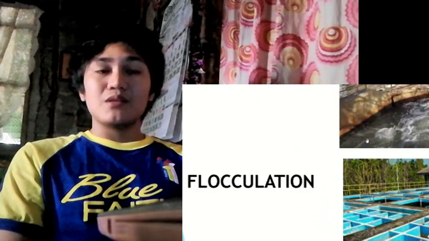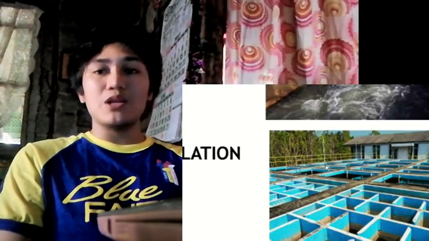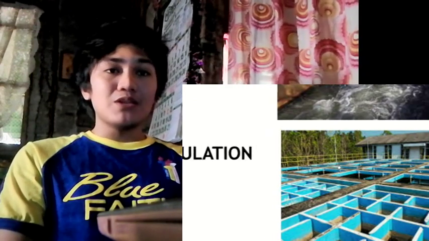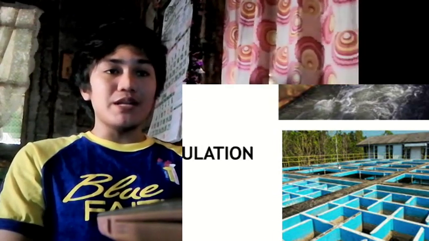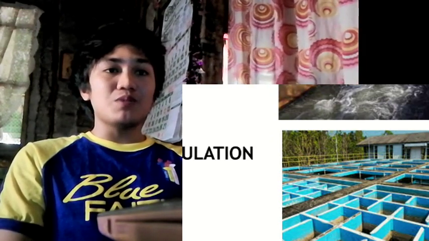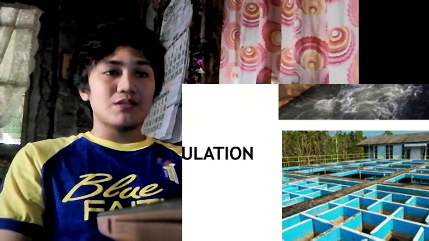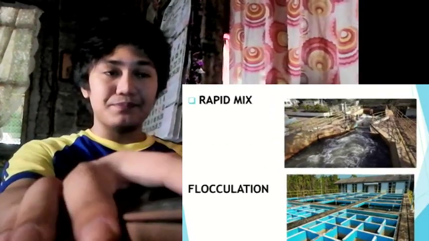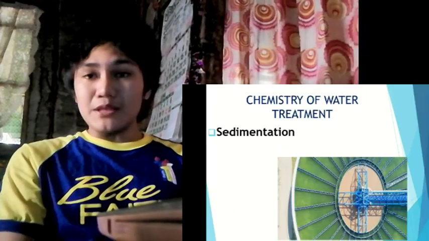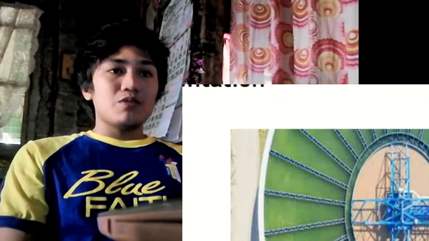Flocculation. The objective of flocculation is to bring the particles into contact so that they will collide, stick together, and grow to a size that will readily settle. Enough mixing must be provided to bring the floc into contact and to keep the floc from settling in the flocculation basin. Sedimentation. Particles that will settle within a reasonable period of time can be removed in a sedimentation basin, also called a clarifier.